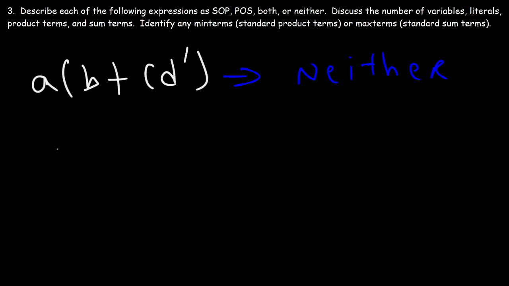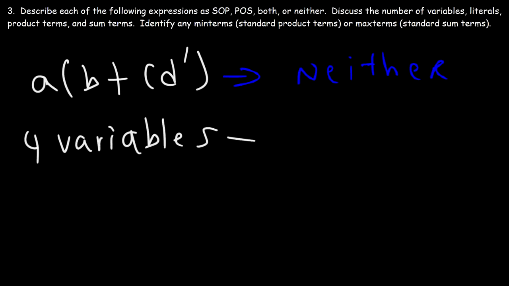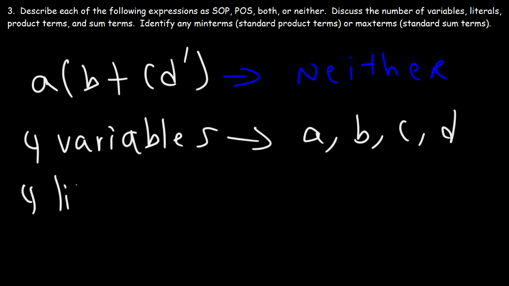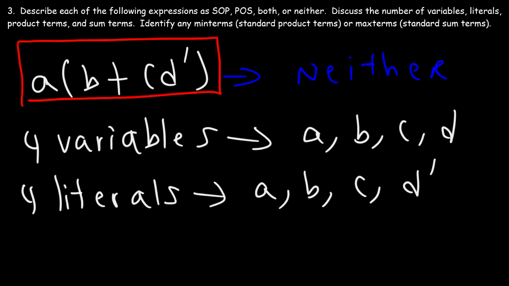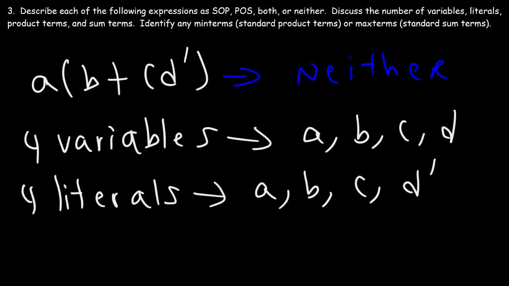Now, this expression has 4 variables. As we can see, it's A, B, C, and D, and it has 4 literals. If we list them, it's A, B, C, and D prime. And that's all we can say about this expression. So this is an example of an expression that is neither SOP or POS. Now let's say if C wasn't there. What type of expression will we have now?